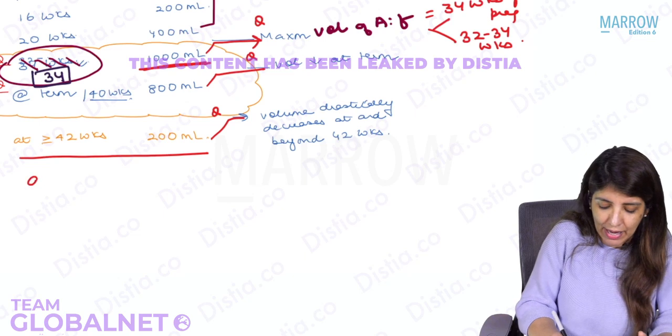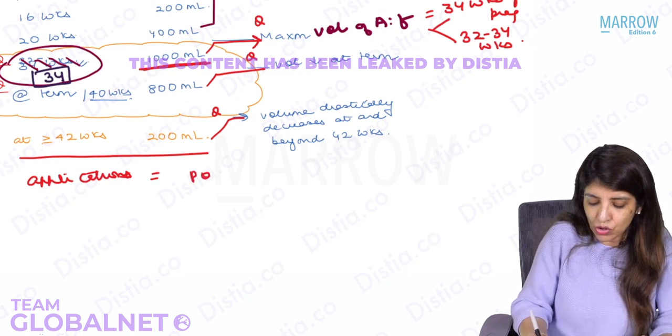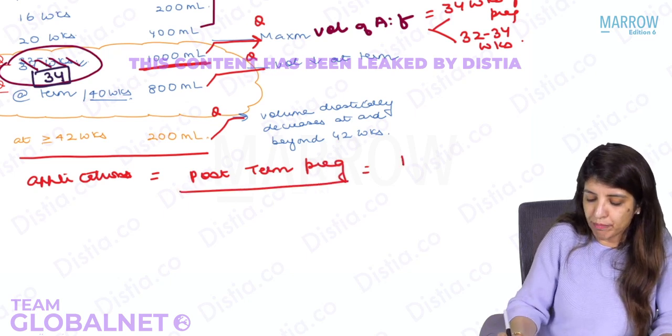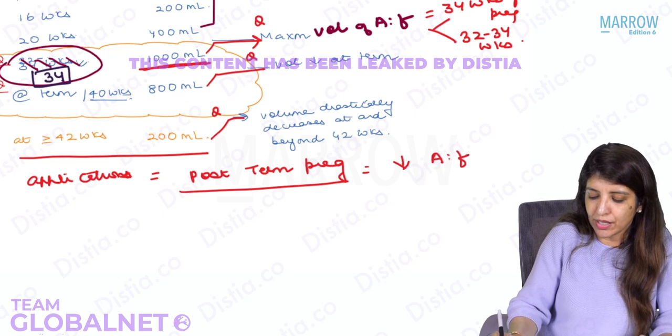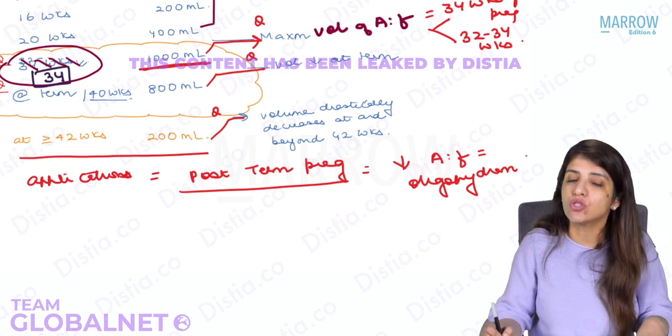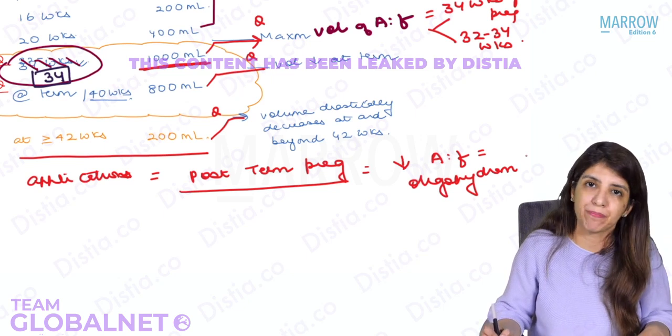Now again, an application over here. This means that if I ask you, in case of post-term pregnancy, what are you going to get? So you are going to say that, ma'am, in case of post-term pregnancy, we are going to get decreased amniotic fluid, and that is what is called as oligohydramnios. So one of the reasons for oligohydramnios is a post-term pregnancy.